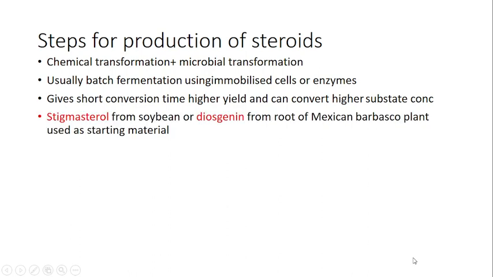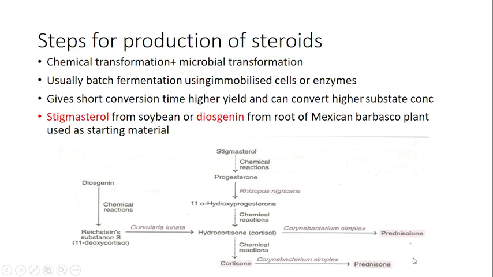For production of steroids, the starting material you will be using is stigmasterol or diosgenin. These two are of plant origin. Stigmasterol can be extracted from soybean and diosgenin from the root of the Mexican barbasco plant. These are used as starting materials and can be converted into different sterols by a combination of chemical reactions and microbial transformation.